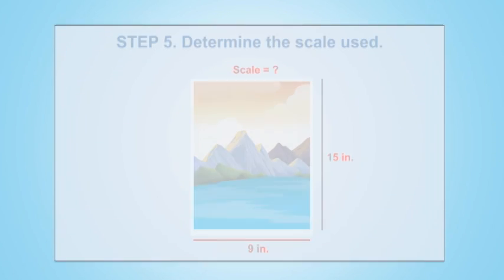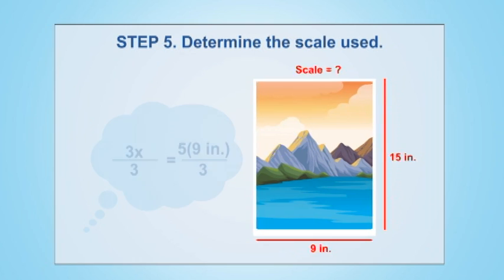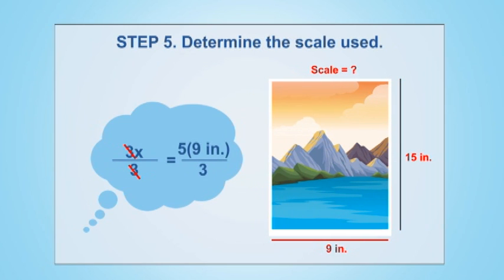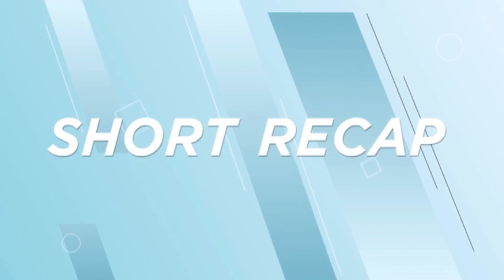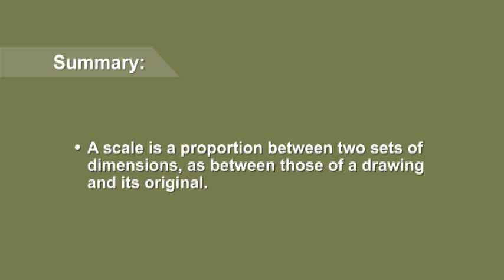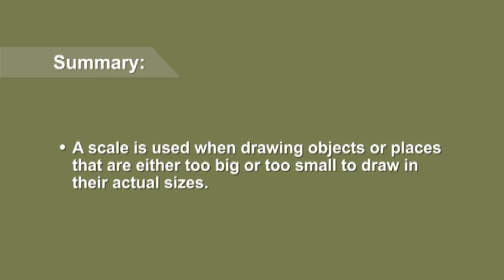Step 5. Determine the scale used. Remember when we divided both sides of the equation 3x equals 5 times 9 inches by 3? This means our scale is 1 inch is to 3 inches. Before we end this lesson, let's look back at what we learned. A scale is a proportion between two sets of dimensions as between those of a drawing and its original. A scale is used when drawing objects or places that are either too big or too small to draw in their actual sizes.